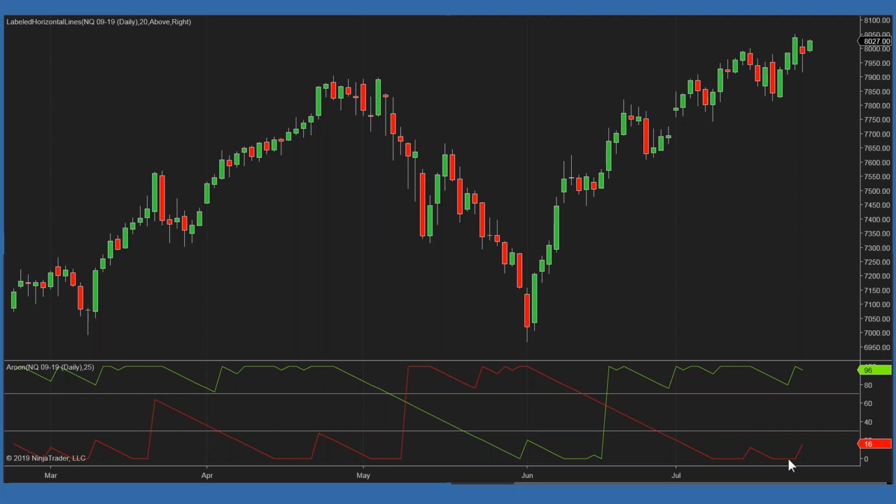Oh, I guess it's worth noting that as with most oscillators, the Aroon indicator is set on a scale from 0 to 100. So it's never going to go above 100. It's never going to go below 0. And that's actually going to become very useful for us.